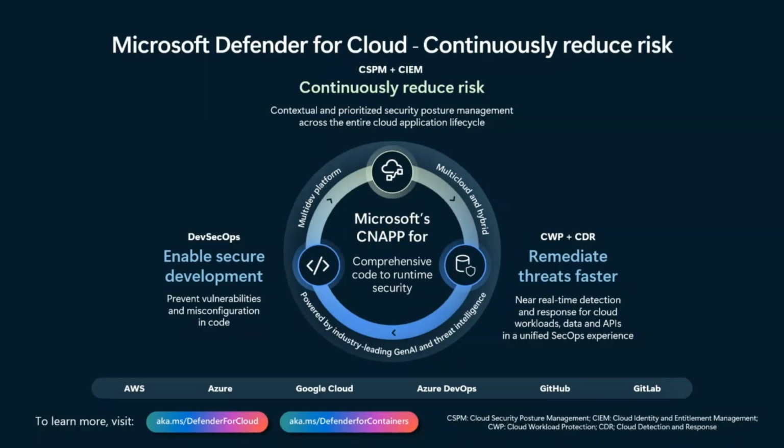Luckily, Microsoft Defender for Cloud delivers end-to-end security across the cloud application lifecycle, from code to runtime, and helps prevent and detect cases exactly like that. Starting from the left, Defender helps developers build securely, identifying misconfigurations and vulnerabilities early in code and pipeline. On the right, it provides near real-time detection and response for cloud workloads, data, and APIs with a unified SecOps experience. With contextual posture management, we help you prioritize, reduce risk, and remediate continuously, leveraging advanced AI capabilities for threat intelligence and supporting multi-cloud and hybrid environments and beyond.